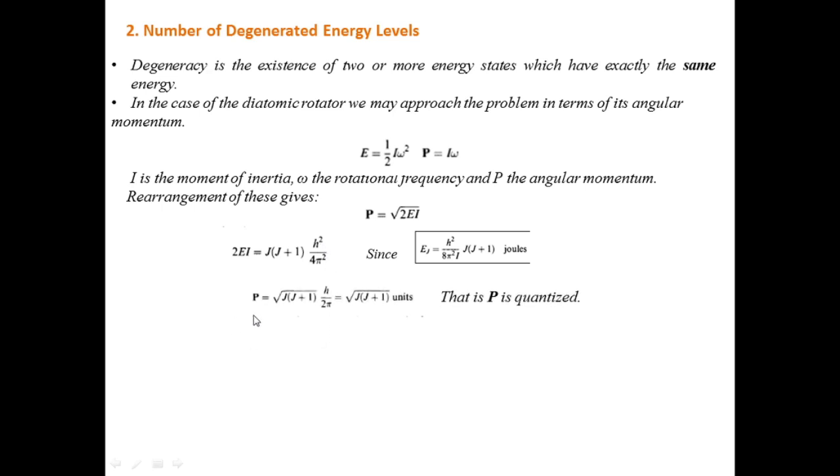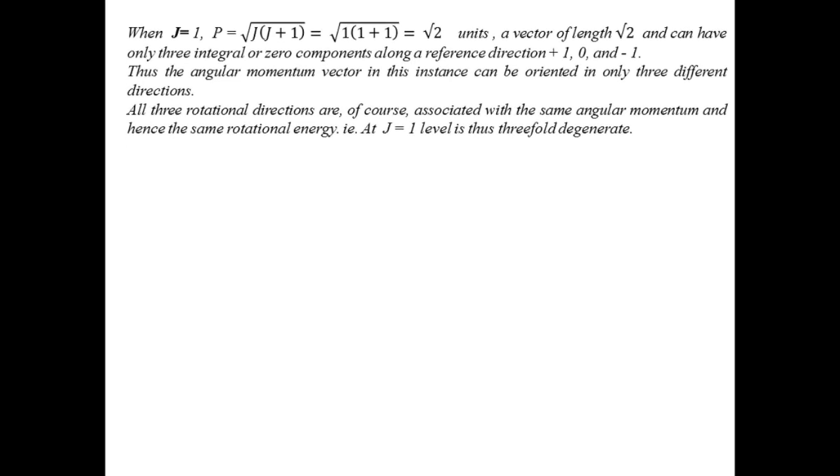That is equal to root of j into j plus 1 into h by 2 pi. That is, the angular momentum is an integral multiple of h by 2 pi. That is, we can write that P is equal to root of j into j plus 1 units. That is, P is quantized. It means that P has a magnitude as well as direction.